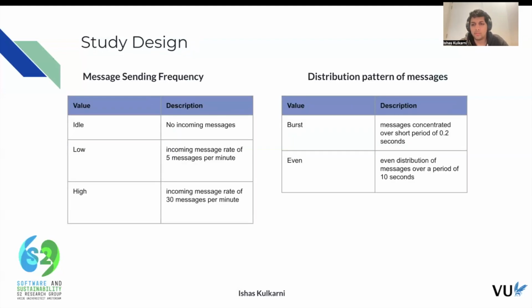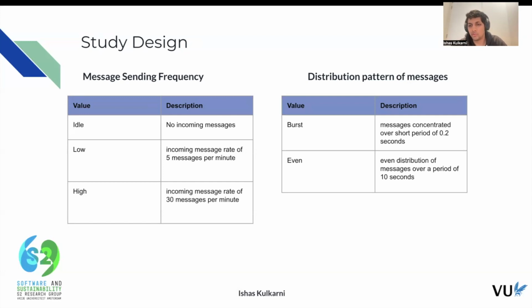Moreover, for the message sending frequency and distribution pattern of push notification messages, we have set up different levels in our experiment. For the message sending frequency, there are 3 levels: idle, low, and high. In the idle level, there are no incoming messages to the mobile device. In the low sending frequency, the incoming message rate is 5 messages per minute. The high message sending frequency is an incoming message rate of 30 messages per minute.